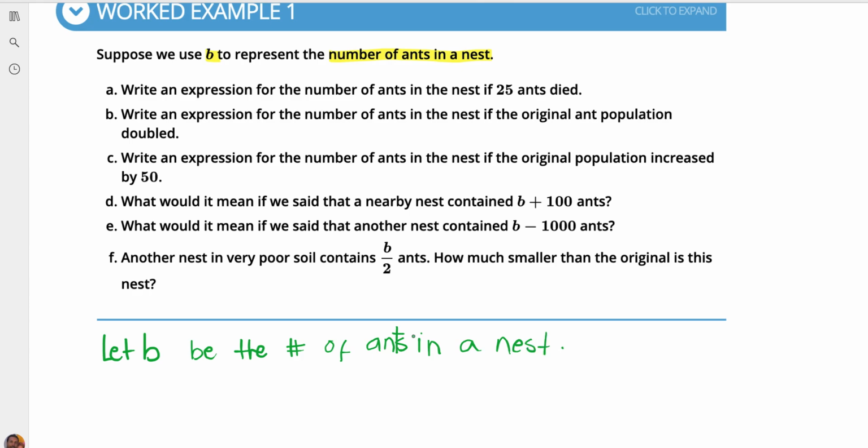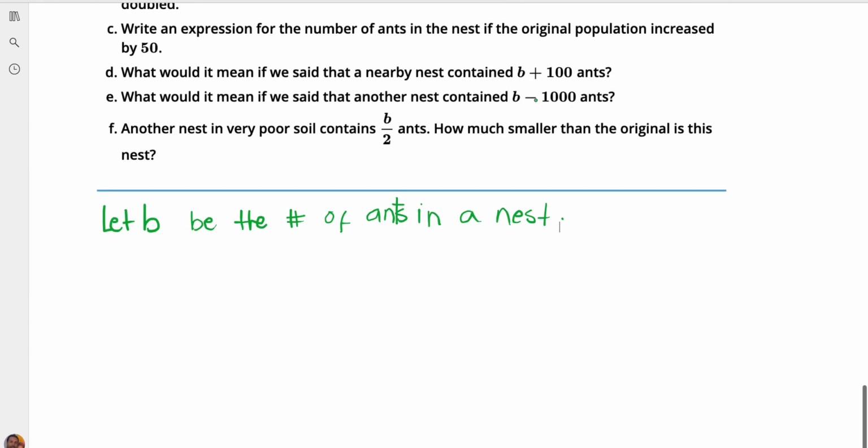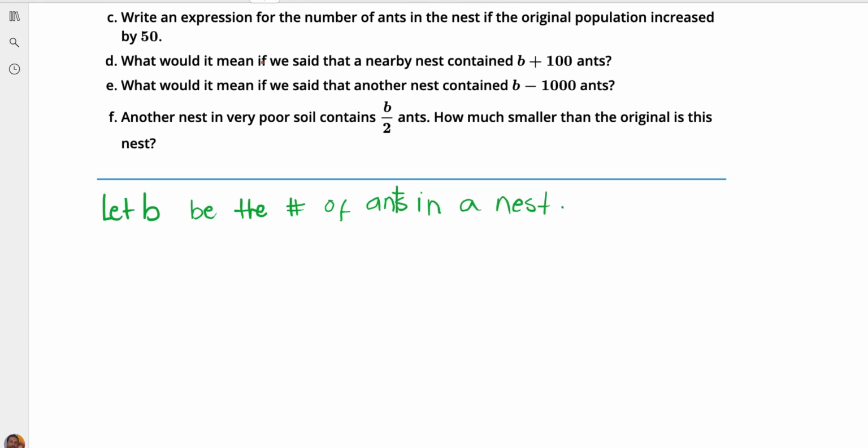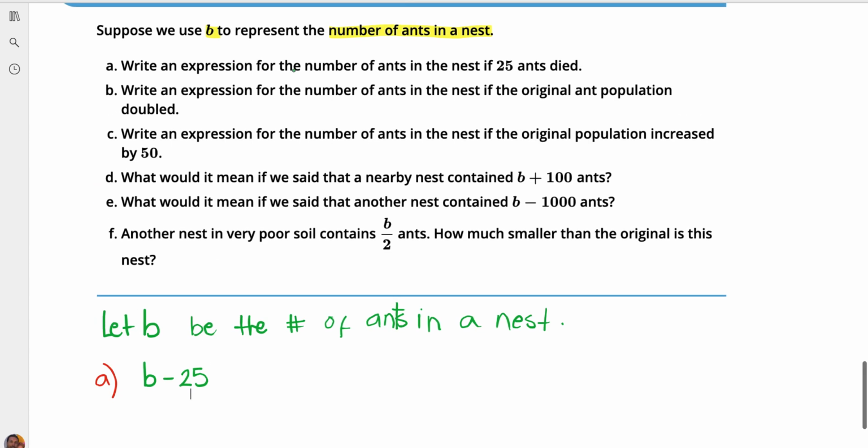Then it says, write an expression for the number of ants in the nest if 25 ants died. So if 25 ants died and I had B ants at the beginning, how many do I have at the moment? So I had B originally and 25 that died. So that's an expression that represents that worded problem that it says here.